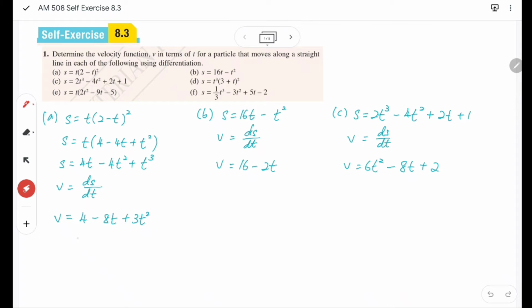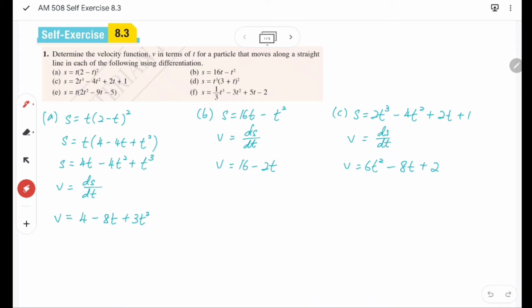So v equals ds/dt. So I will differentiate term by term. 4t after differentiating will get 4. Negative 4t squared: 2 times negative 4 here, so I get negative 8, and t from power 2 becomes power 1, and we don't write the 1. t to the power of 3, t cubed, we bring down the 3 and the power of t minus 1 becomes 3t squared. So the v is 4 minus 8t plus 3t squared.